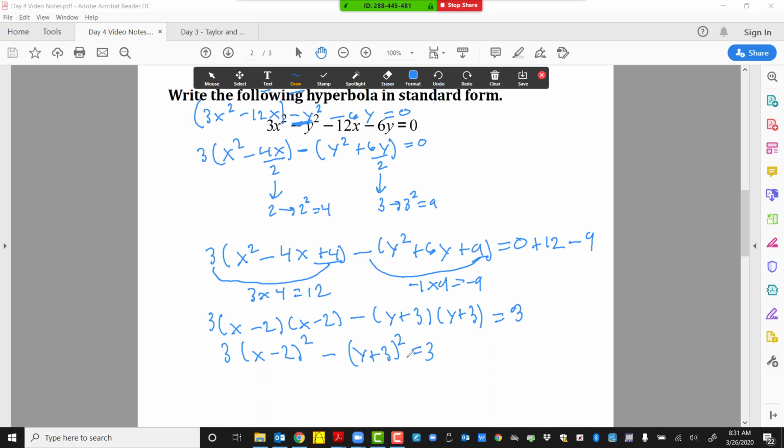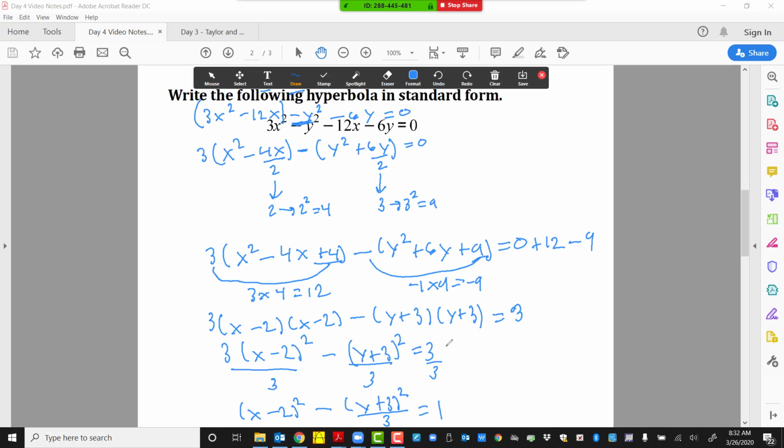Now this does not look like our hyperbola equation yet. Remember, hyperbolas have equal to 1 and have denominators. So what we're going to do is divide everything by 3. And so we're left with x minus 2 squared with nothing on the denominator because the 3's cancel out, minus y plus 3 squared over 3 equals 1.